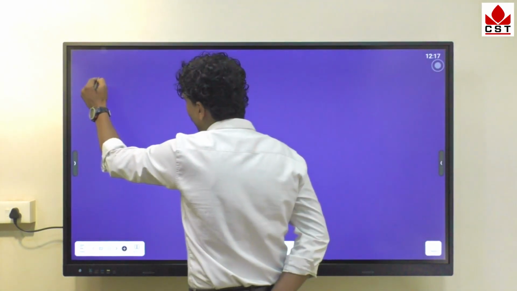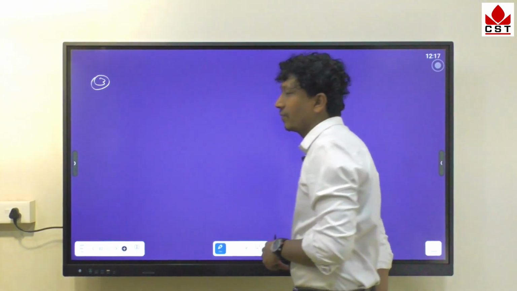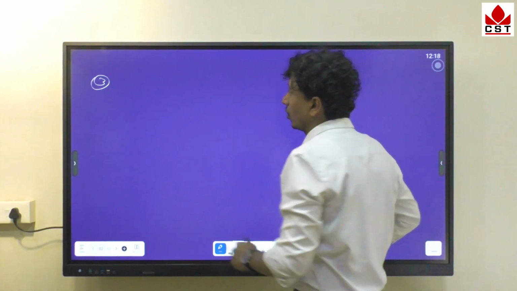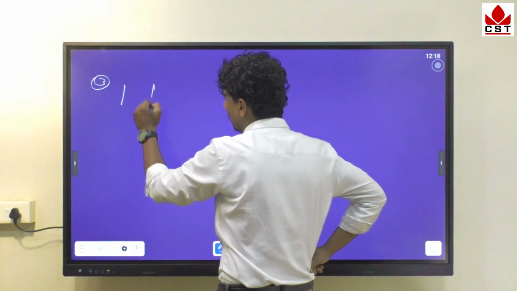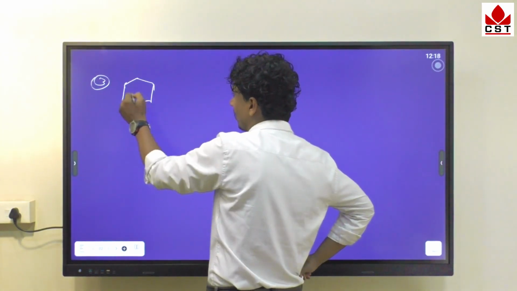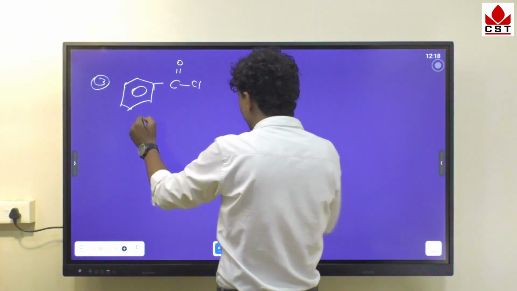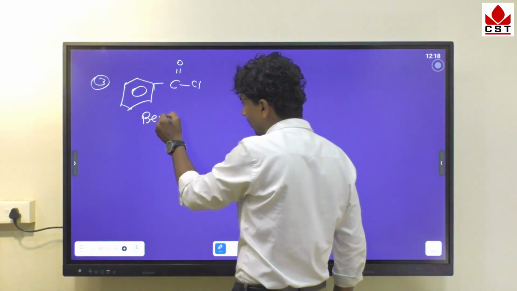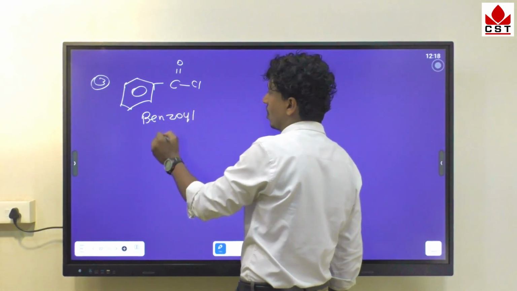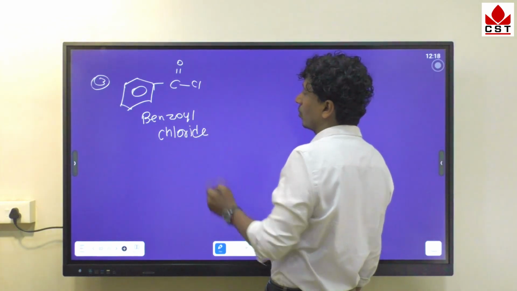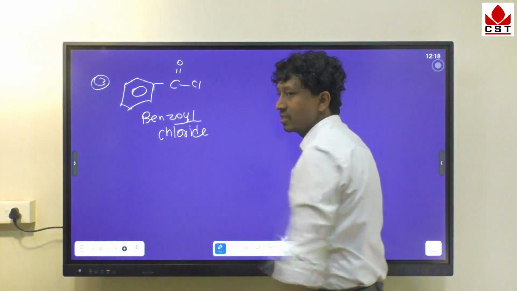Example number 3: preparation of aromatic aldehyde from benzoyl chloride by the Rosenmund reduction reaction. In the reaction, the reactant is ring C double bond O bond Cl. The name of that reactant is benzoyl chloride. Oyl indicates the COCl linkage.